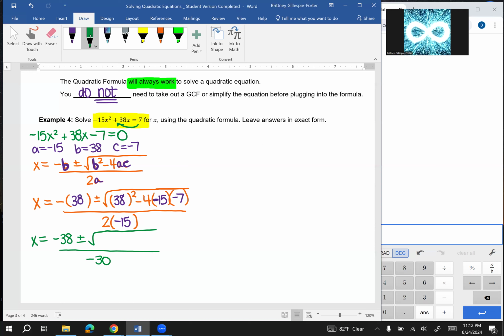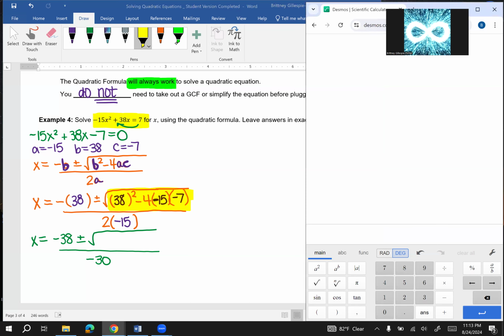Now, this is where students typically have a lot of issues with their calculator. We are going to plug in that entire radicand, fancy way of saying what's under the radical, into our calculator. Do not include your square root yet. So we are going to have parentheses (38) squared. Include your parentheses around your b, because if you don't do it when it's negative, it's all going to be messed up. So just remember the parentheses. We're going to type it exactly as we see it under the radical.